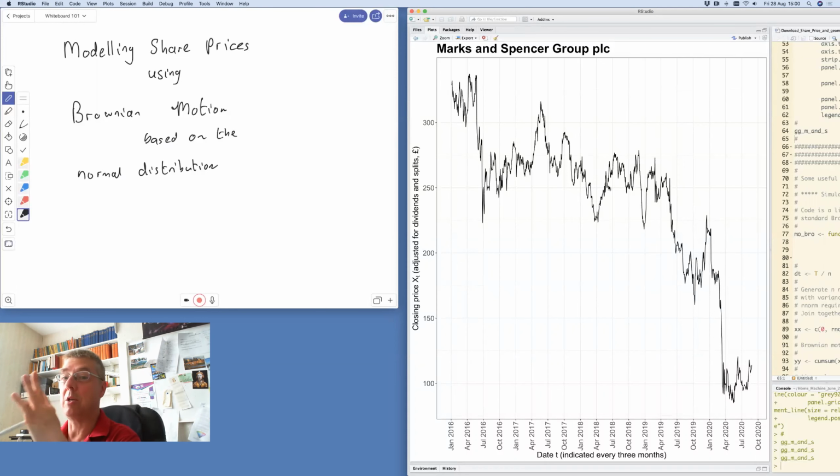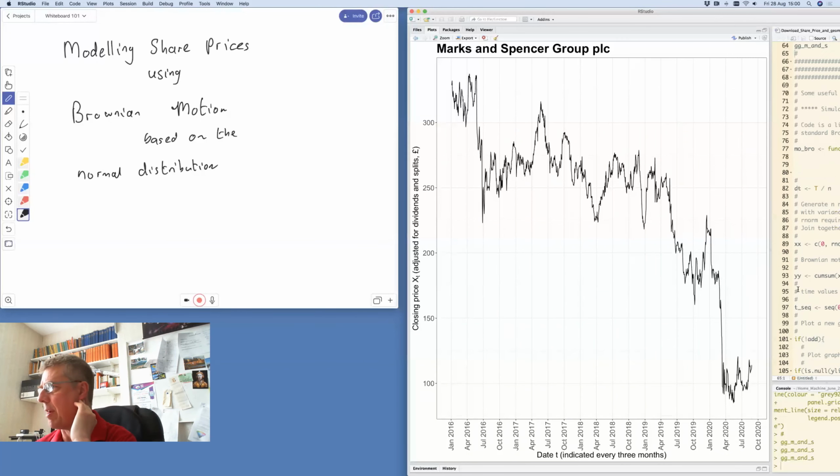So when we do our modeling of this data later, we will probably only look at it up to the end of last year. Okay, so what we can see from that graph is that share price is a process that wiggles around, and what we need is some form of mathematical model to help us understand and to explain that wiggle. And that model is based on Brownian motion.